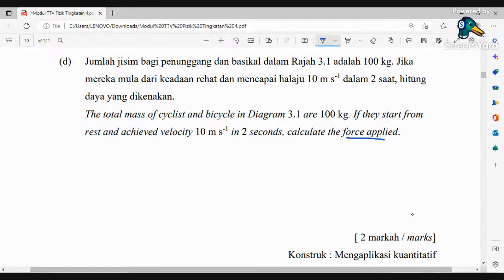Okay, you want to calculate force. Force kena guna formula M dulu. Okay, from the information given, start from rest means initial velocity 0. Achieve velocity V, so ini final velocity. 2 second, maksudnya T ialah 2. You want to find A.